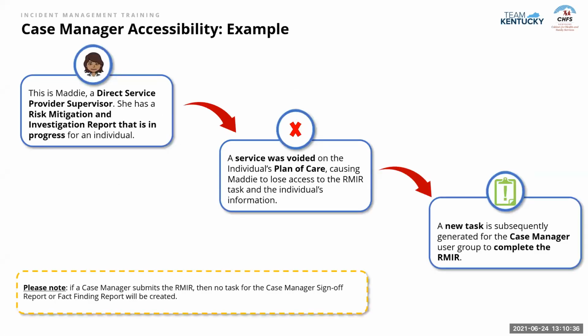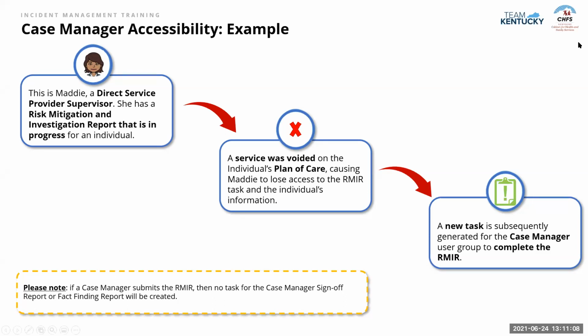Let's now just take a look at an example that illustrates that a little bit better. So we have Maddie here. She is a direct service provider supervisor. And let's say that she has a risk mitigation and investigation report that's in progress for an individual. So she has started this report. She did not complete the report. Maybe she got caught up in something else and had to just save the report and was going to go back and complete it later. She's not completed this quite yet.